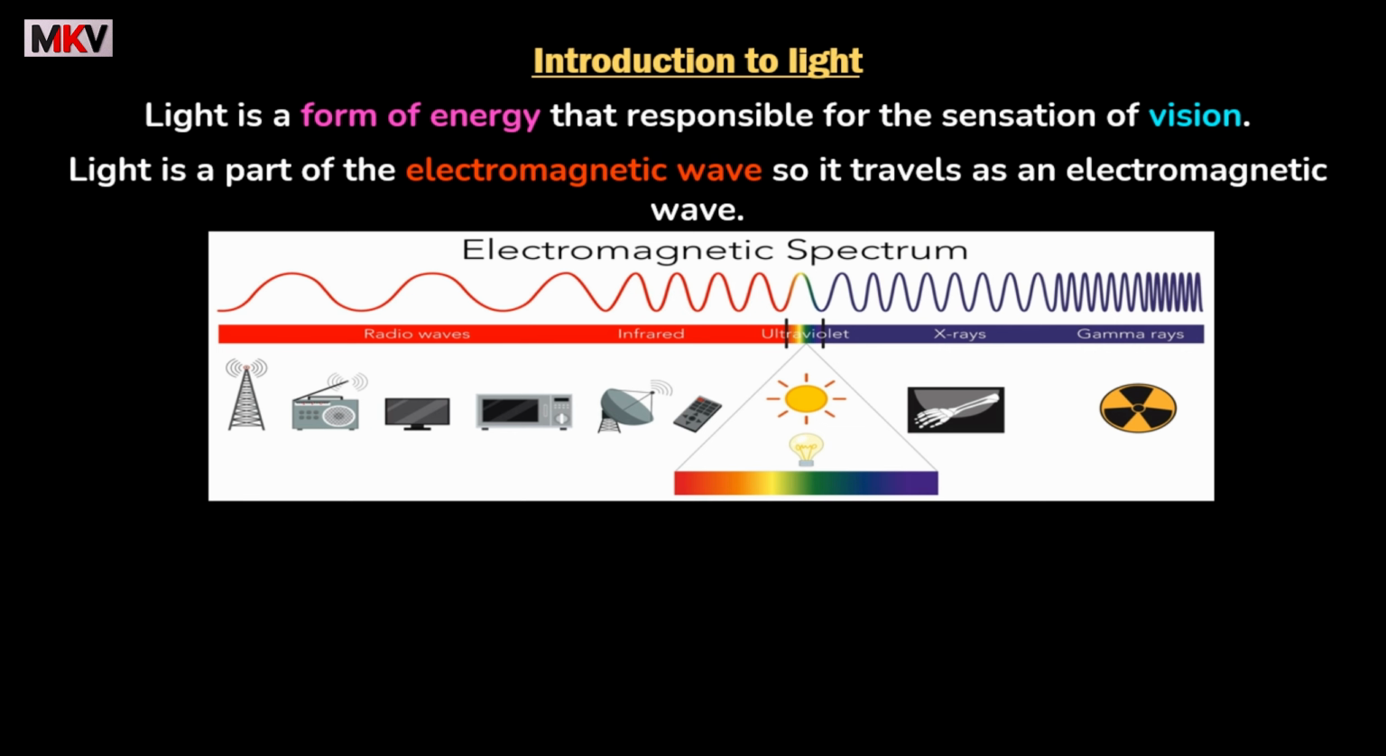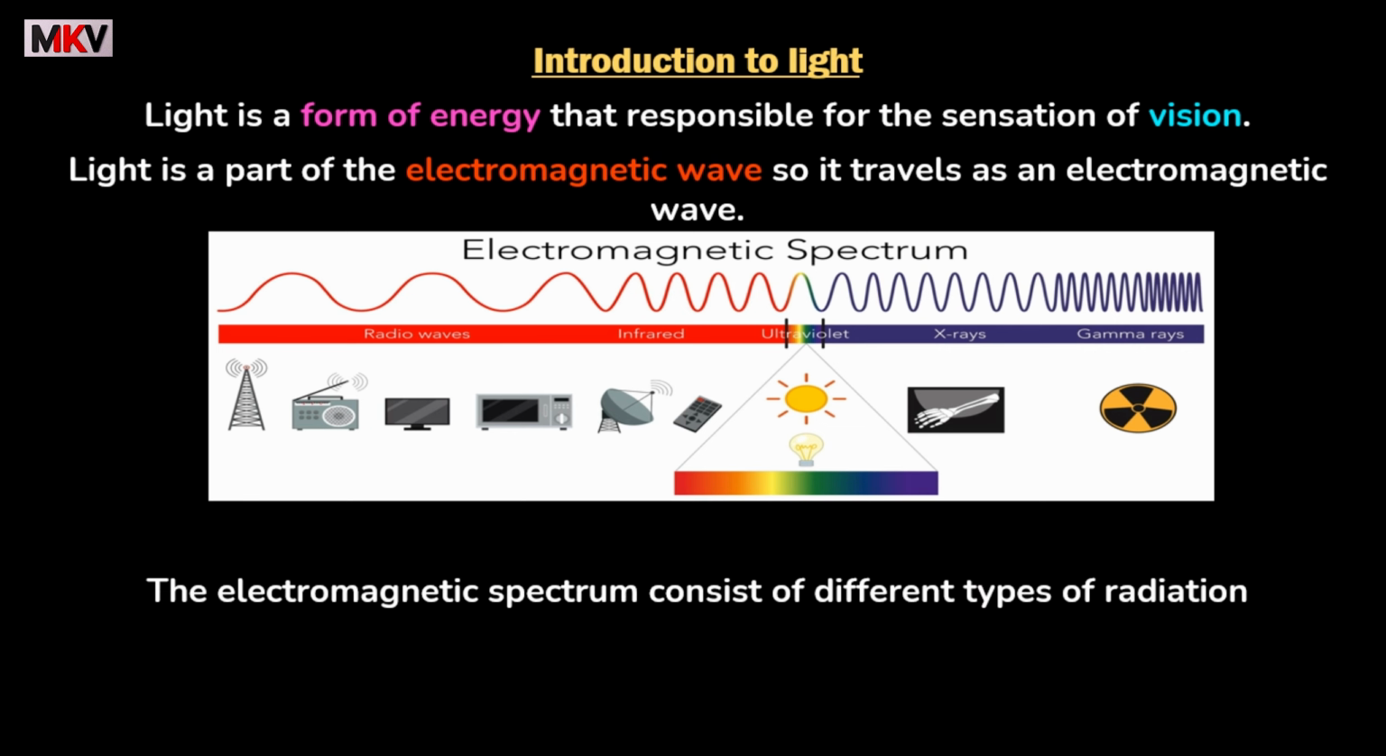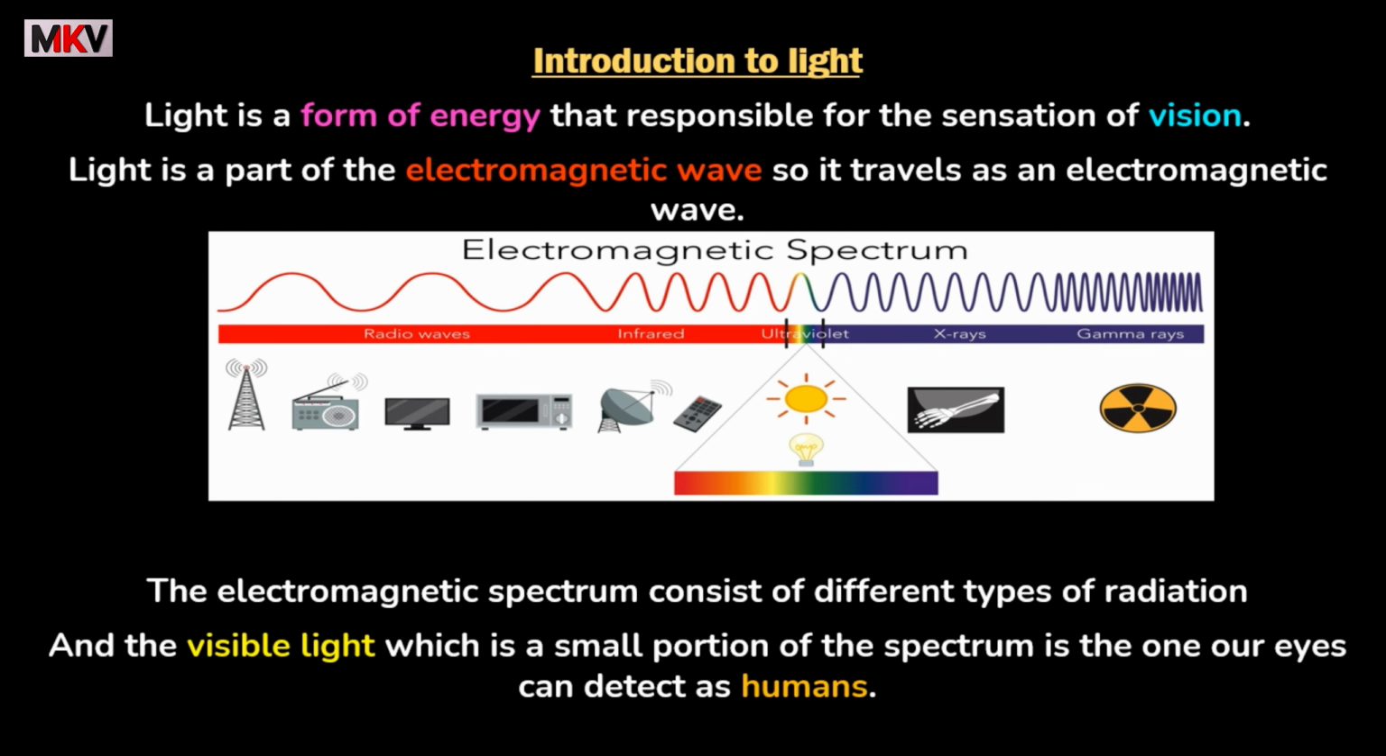So the electromagnetic spectrum consists of different types of radiation, as I said earlier: radio waves, infrared, ultraviolet rays, visible light, X-rays, gamma rays, and the others. All these radiations are in the spectrum, and only visible light is the one that the human eye can see. Other animals or species can sense the other types of radiation in the spectrum. So visible light is a very small portion of it that humans can detect.